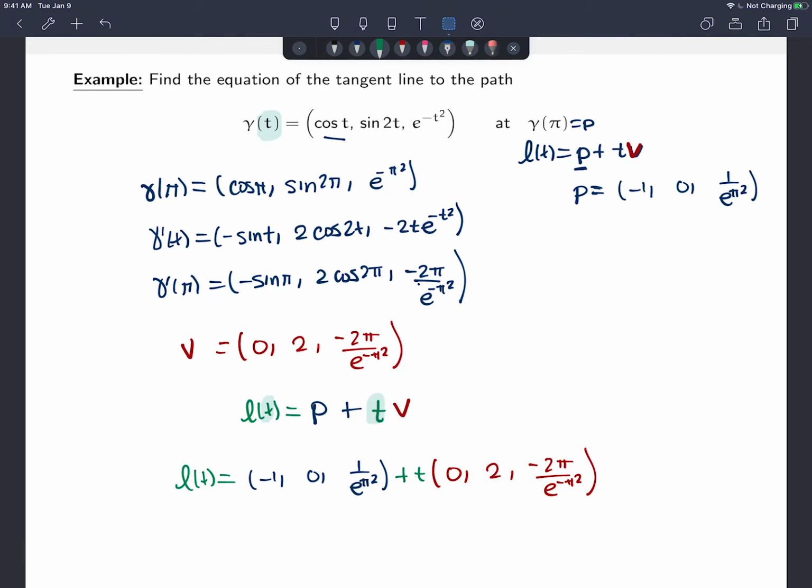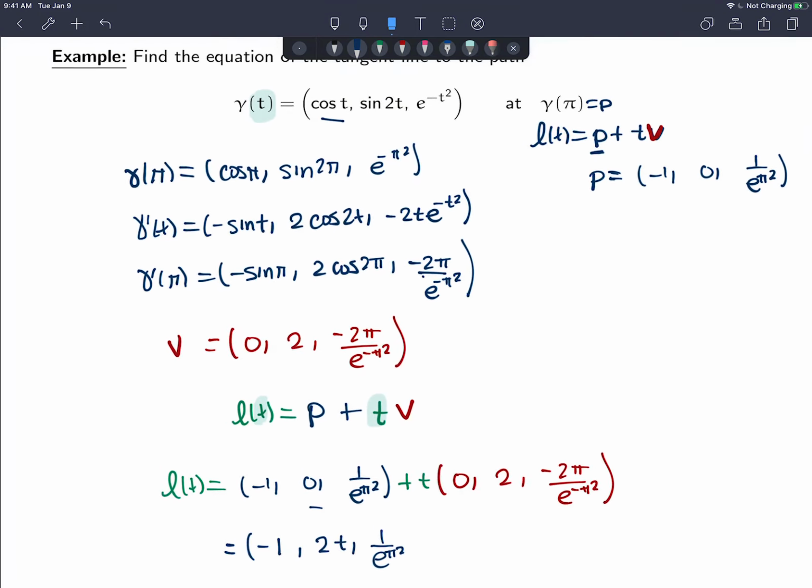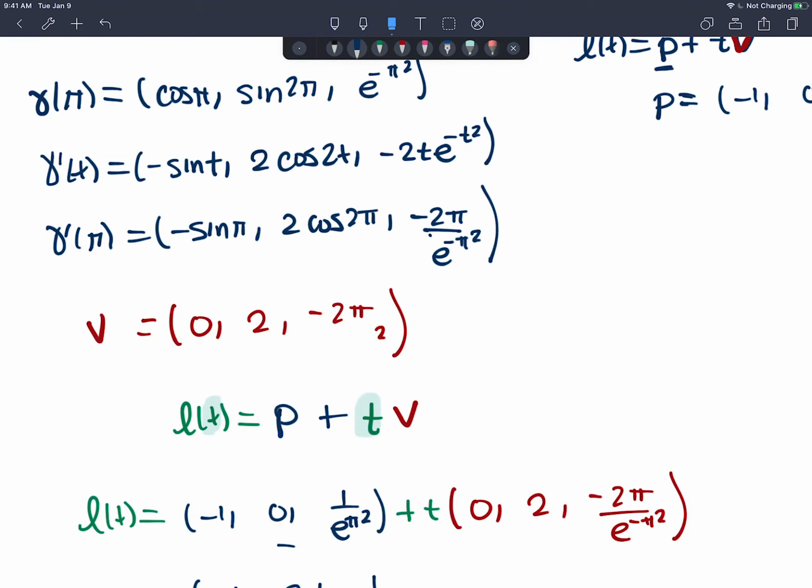If you put this all together in one, I mean, we can't do much, but when I put it all in one thing, I get negative 1. I have a 0 over here. Then this is 0, so we just get 2t, comma, and I can factor the 1 over e to the pi squared. Oops, here I made a mistake, right? I put the pi on the denominator, and then I erased this. It's not negative anymore. But you probably noticed that.